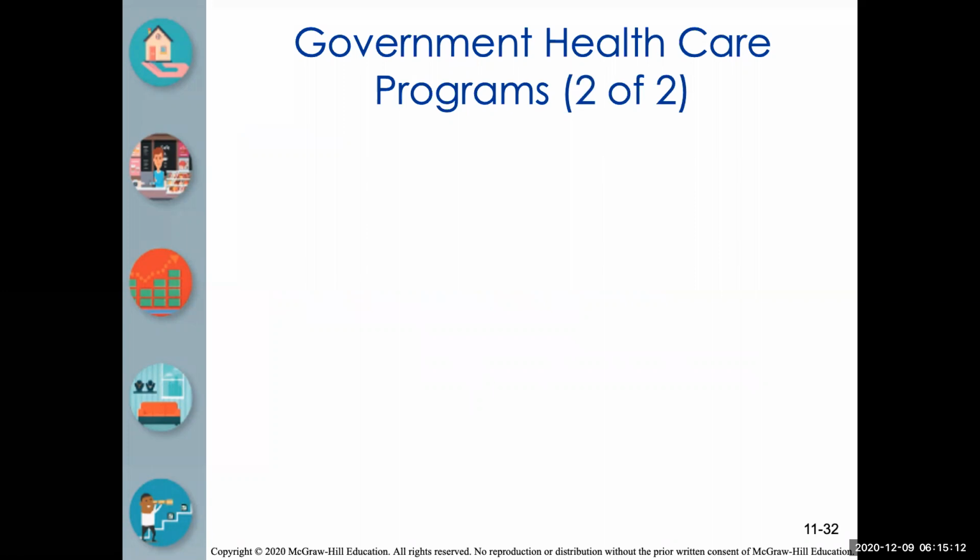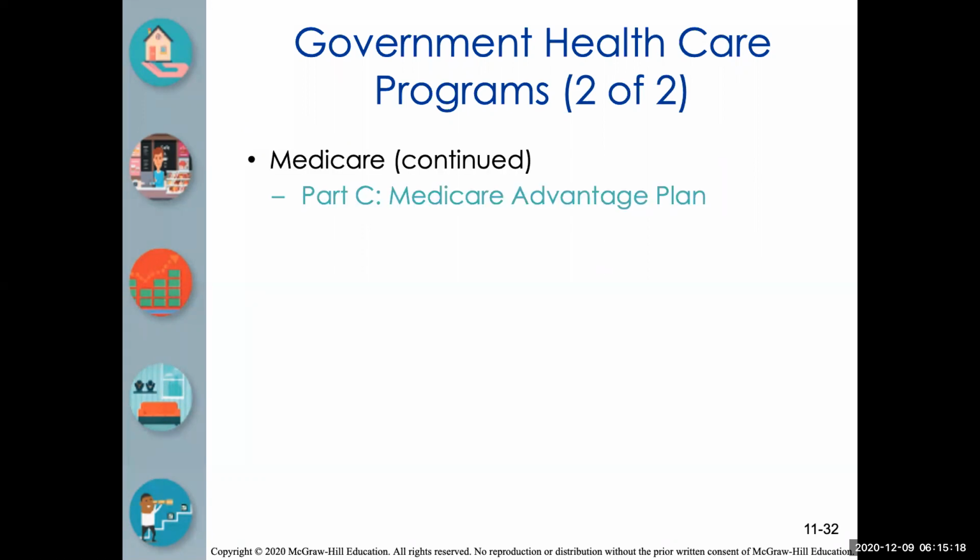We have what's called Medicare Part C, or the Medicare Advantage Plan, right? The Medicare Advantage Plan is what we call a gap policy. Anything that Part A doesn't cover and Part B doesn't cover, you can purchase supplemental coverage, and we call that Part C, Medicare Advantage Plan. And there are a lot of companies that sell these gap policies.